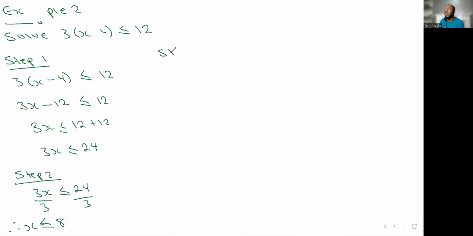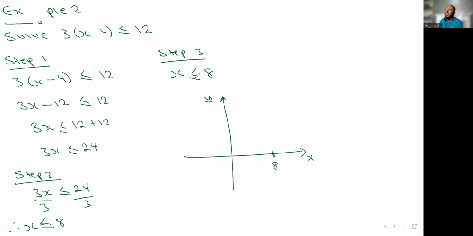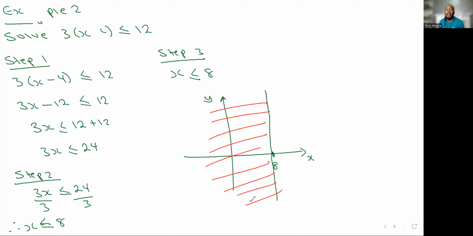So we can now do step 3. Our answer here is x is less than or equal to 8. If you are told to sketch that, you can sketch that. So this is x, this is y. We're looking at x, so let's say this is 8. It's less than or equal to, so you use a solid line to draw this. This is less than or equal to, so that means our answer is going to be here. Okay? So we're going to finish this up.